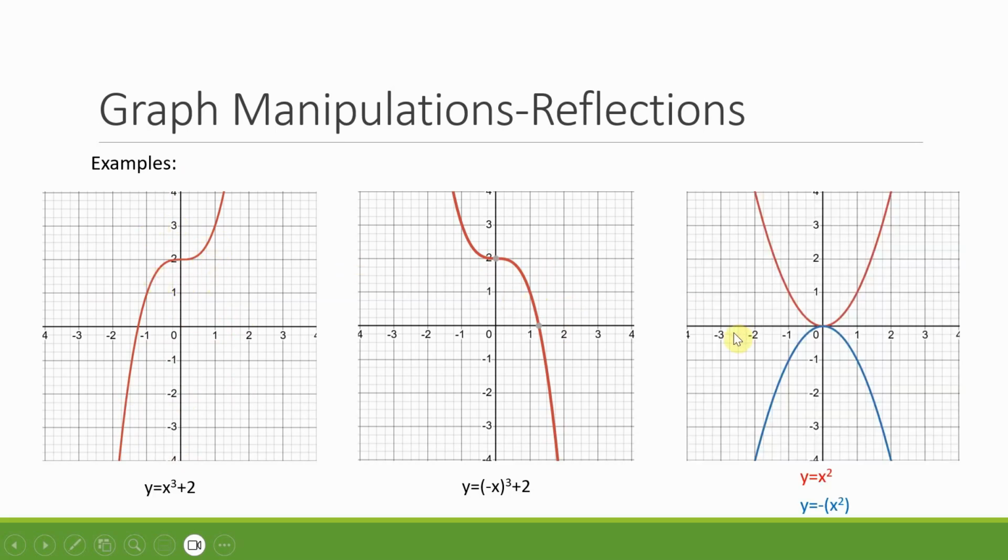Then let's look at the other way, flipping over the x, up-down. This is really easy to show with x squared, so I did that. In red I have x squared, and then in blue I took a negative and put it outside the parentheses, so I have negative parentheses x squared. That's going to flip it up-down across the x. So whatever was going this way is now going this way. And that's all you're going to have to know for the reflections.